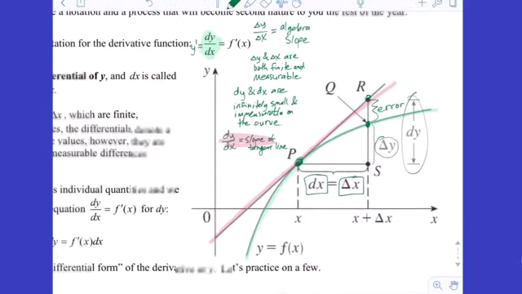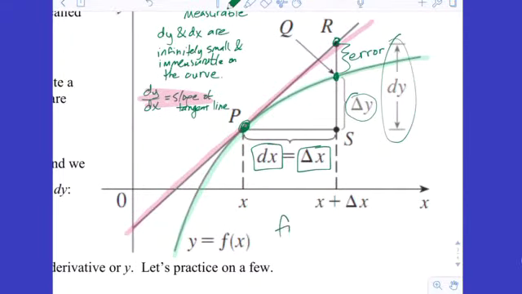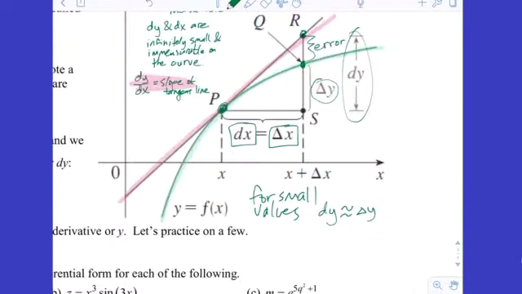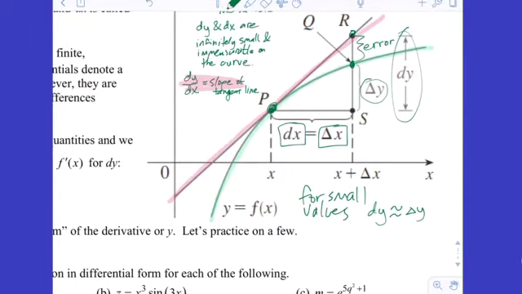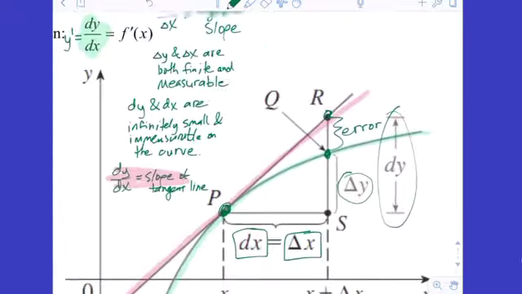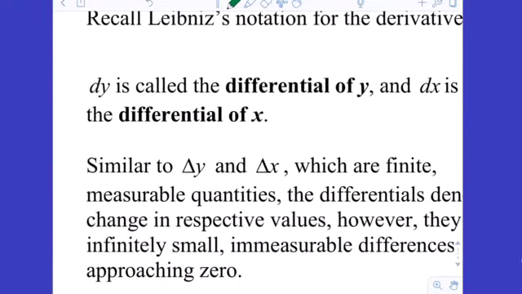Now, for small values, let me write that. dy approximates delta y, right? For small values, dy approximates delta y. And that's the whole idea behind the linearization that we did. As long as we stayed relatively close to the point of tangency, we can use the tangent line's value to approximate the function's value. So dy and dx by themselves, these are called the differentials. All right, so there it is. dy is called the differential of y, dx is called the differential of x.